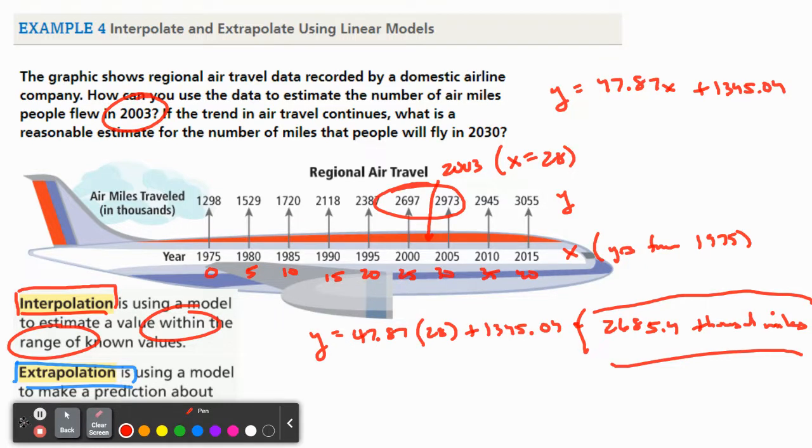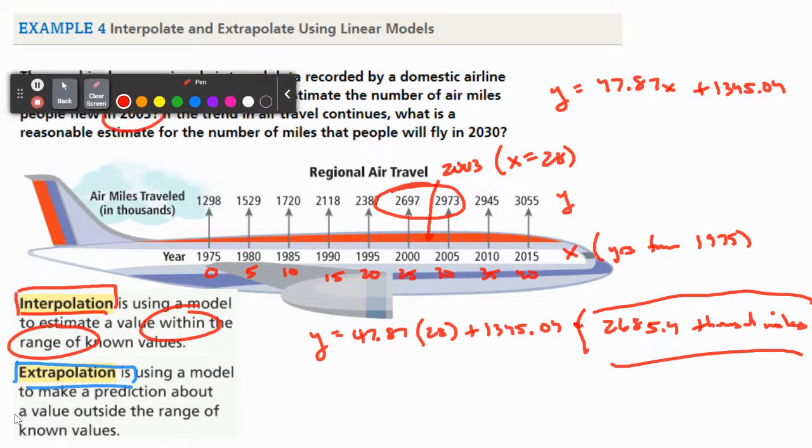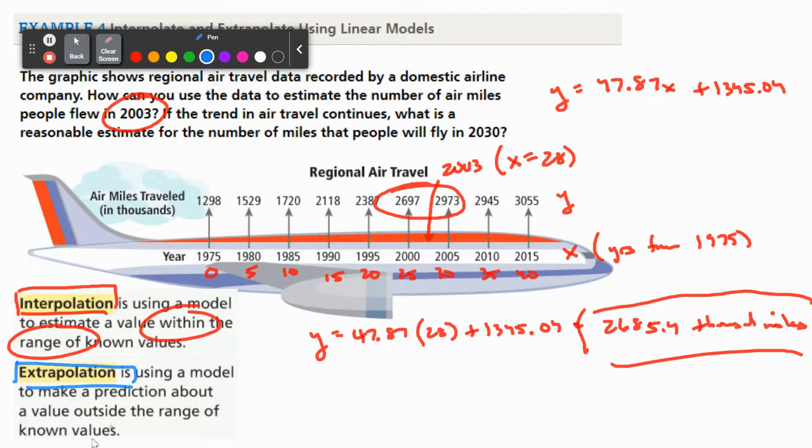And now, let me slide this up here. Now we get into this idea of extrapolation. Extrapolation is when we use a model to predict about a value outside of the range. So now we're going to look at, okay, what about 2030? Well, notice that this graphic ends at 2015. That was the last known data point we used. Well, 2030 is way out here, right? The tip of the airplane.